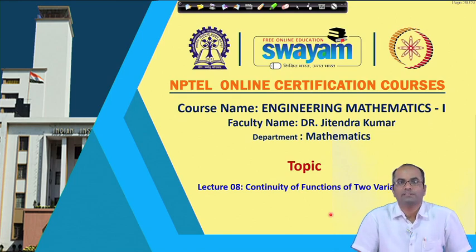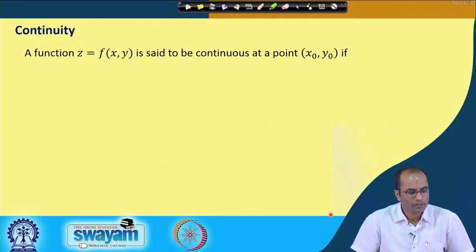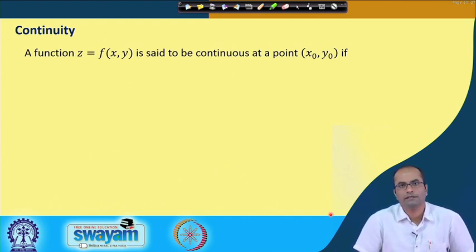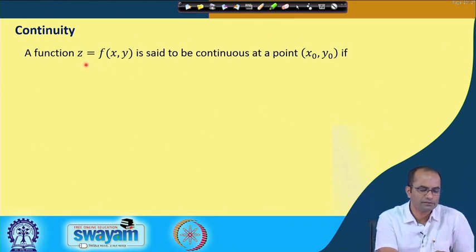Okay, welcome to Engineering Mathematics 1, and today we will be talking about continuity of functions of two variables. We have already seen the definition of limit, indeed the delta epsilon definition of limit, and this is motivated by that definition.